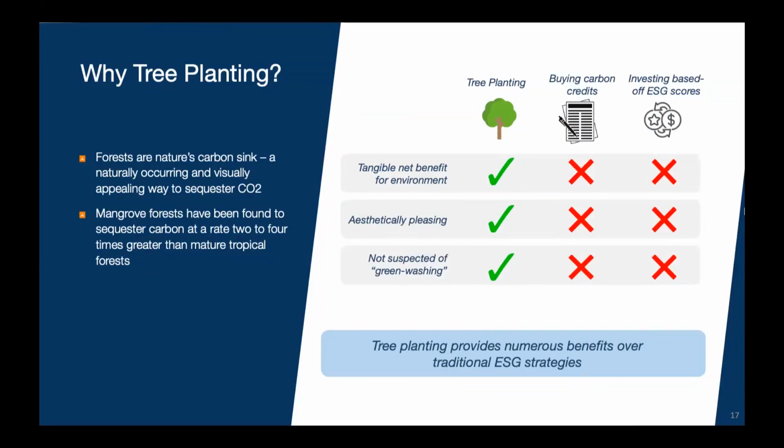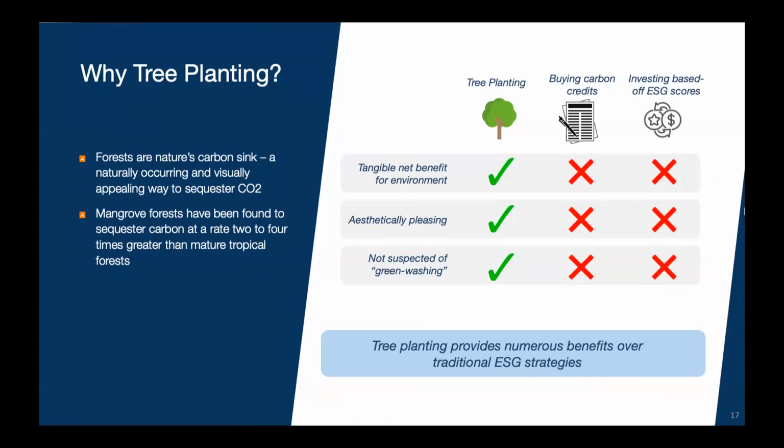And many people ask, why did you pursue tree planting? There are a couple other ways. You hear of ESG funds. Most of the time they're buying equities based off ESG ratings. But in our opinion, if you invest based on ratings, many of the ESG products look frighteningly similar to the S&P 500. So it's really no tangible net benefit for the environment. It's not aesthetically pleasing. And this is often suspected of greenwashing, i.e. mimicking the S&P 500, but looking to earn significantly higher fees by cloaking the product in the green flag.